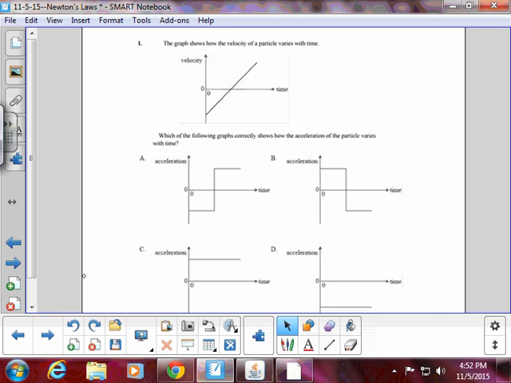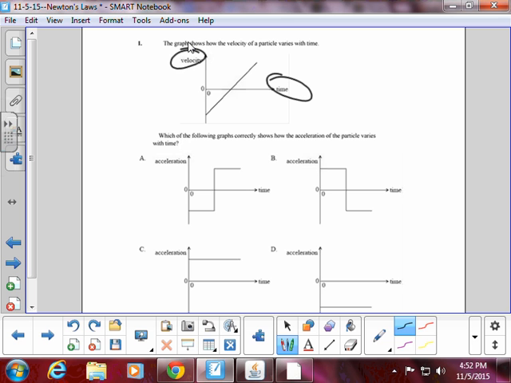Here's a solution video for number 3. This is a velocity versus time graph, and it's asking for the appropriate acceleration versus time graph. Now, with velocity versus time, in order to know what to do with it, because there's really two answers that make sense here, you could look at the area, or you can look at the slope.